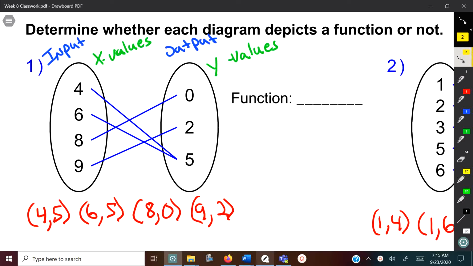Now, to determine whether it's a function or not, the quickest, easiest way is to look at all your x values and see if there are two lines coming from one. If there are two lines coming from it, then it is not a function. That simple. But I want to explain to you why.